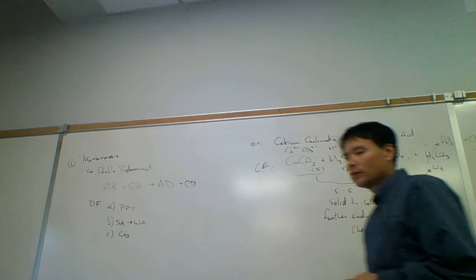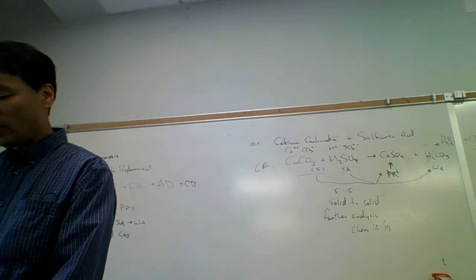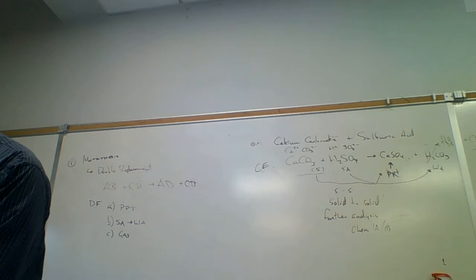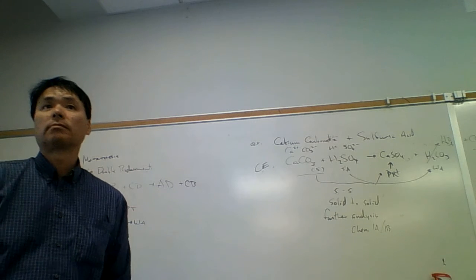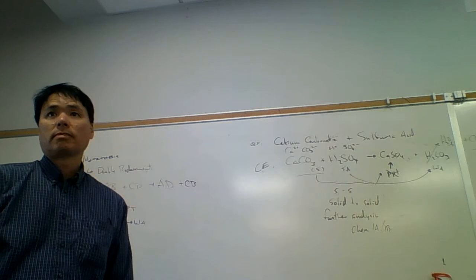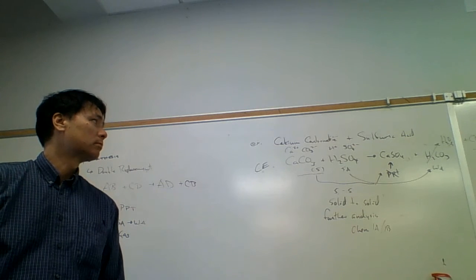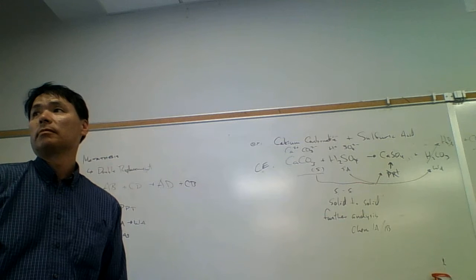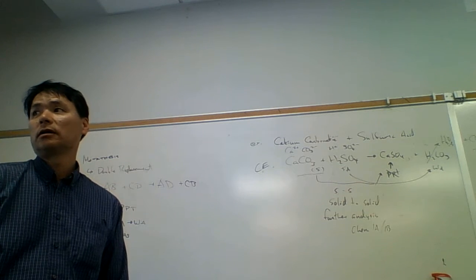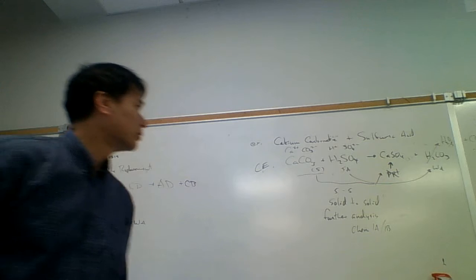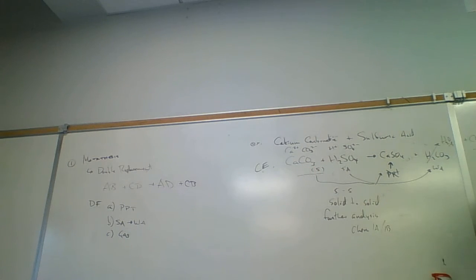The ionic equation: you have to ionize the strong electrolytes. And what are the strong electrolytes? Strong acids, soluble salts, and strong bases. So calcium carbonate, is that a soluble or insoluble salt? It's an insoluble salt, so we leave it alone.